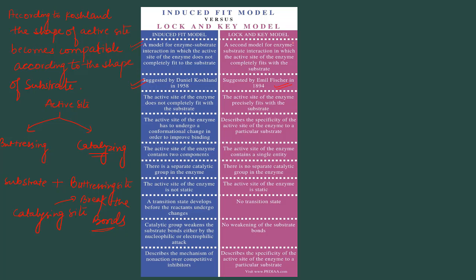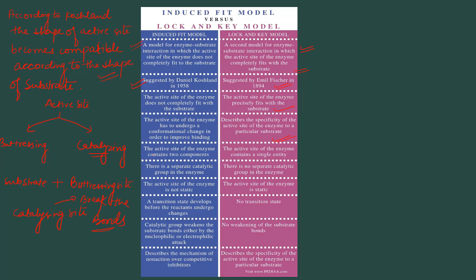Lock and key is the second model for enzyme substrate interaction, in which the active site of the enzyme completely fits the substrate. In induced fit, the active site does not completely fit the substrate. In lock and key, the active site precisely fits the substrate. In induced fit, the active site has to undergo conformational change in order to improve binding. That is why I mentioned change in shape, change in conformation. Lock and key describes the specificity of the active site to a particular substrate, meaning the conformation will not change.